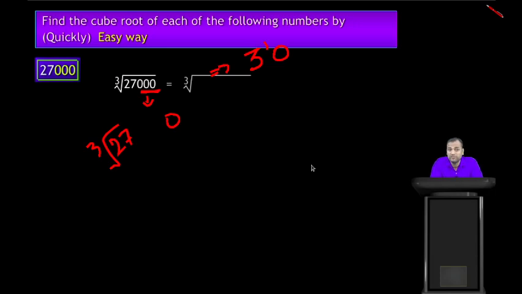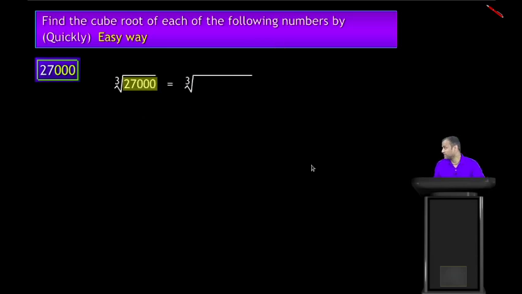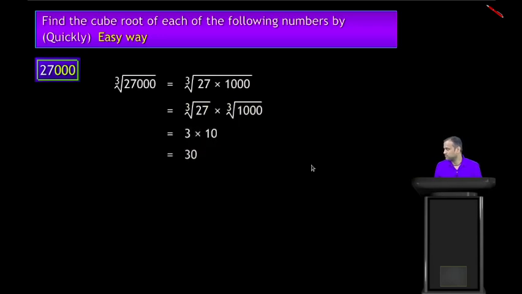And what is the cube root of 27? I think you all remember. Yes, tell me, students. Yes, very good. It is 3. So the answer is 30. So this is how you can get the answer. So it is 27,000. We can write this one as 27 into 1000, or as the cube root of 27 into the cube root of 1000. The cube root of 27 is simple, it is 3. And the cube root of 1000 is 10. So the answer is 30.